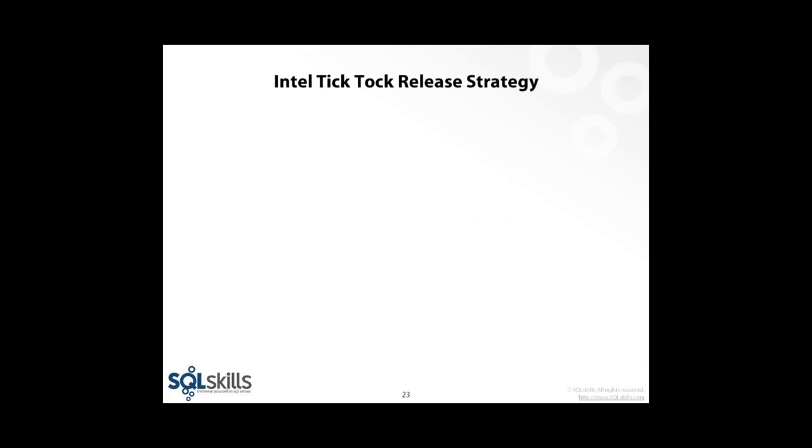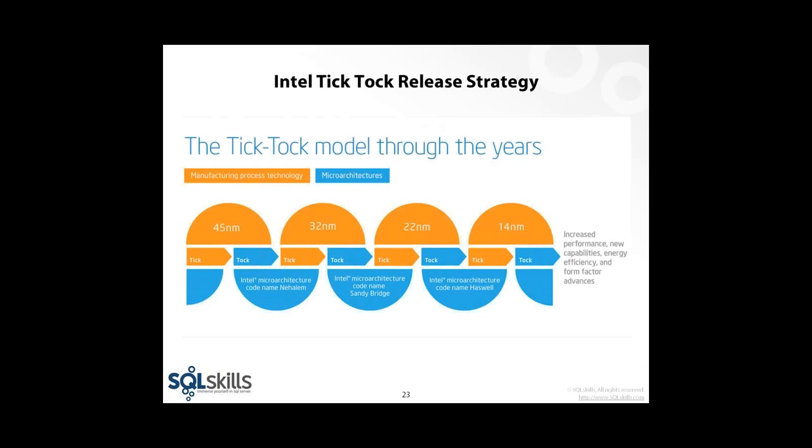So going on, this is something that you need to understand if you're going to go out and pick a processor. Intel has this thing called the Tick-Tock release strategy, and this has been going on for over 10 years now. What it means is that every 2 years, where blue is a microarchitecture and orange is a manufacturing process technology, they release a whole new microarchitecture with a code name like Nehalem or Sandy Bridge or Haswell.